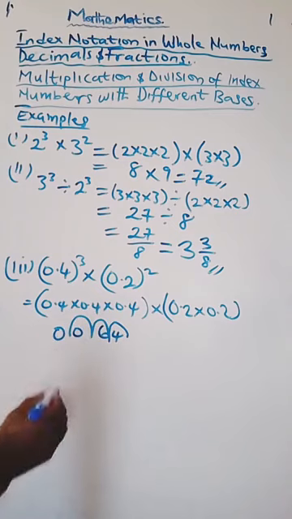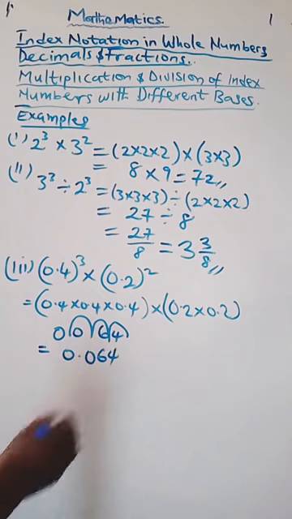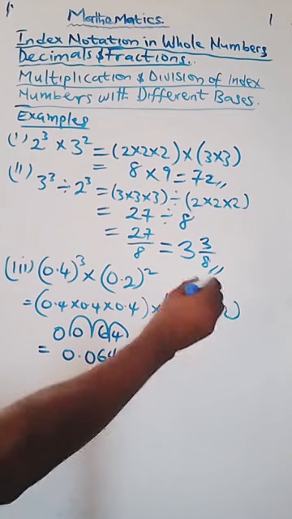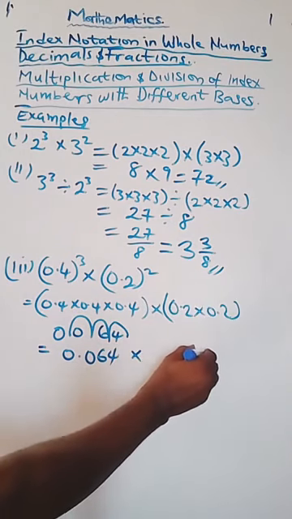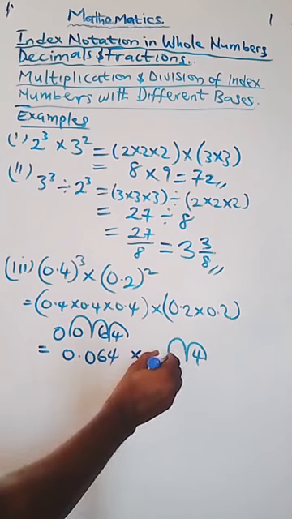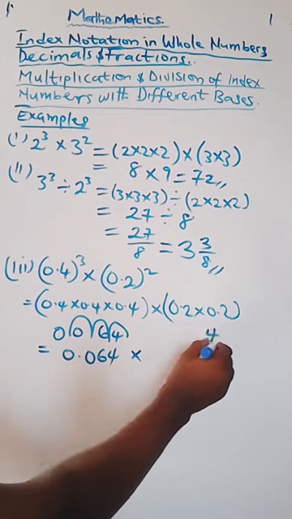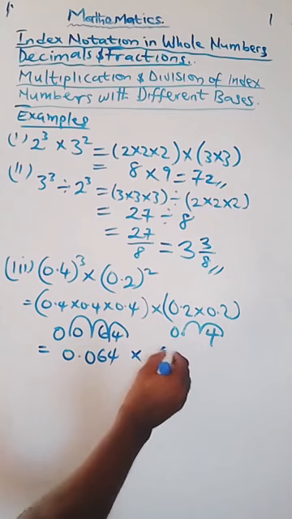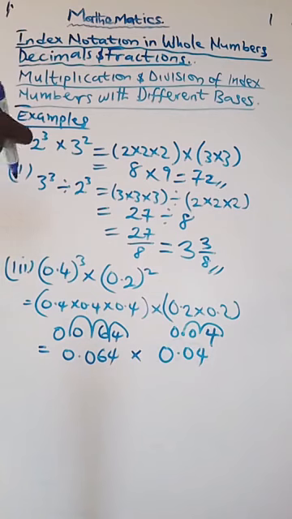So the 0 point will be here. So this will be 0.064. Right? Now, times, let's remove this decimal first. So 2 times 2, we have 4. So we are going to move 2 places. 1, 2. Alright? So the decimal will be here. So this is what we did. 4, 1, 2, 0. So this will be 0.04.